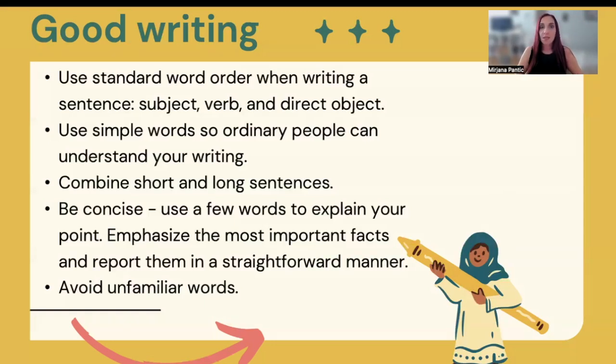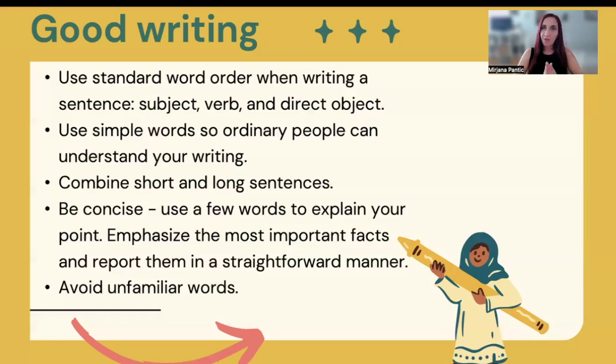Be concise. Use a few words to explain your point. Emphasize what is the most important in the story and report those facts in a straightforward manner. Don't go around the bush. Just tell us what happened. Remember, you're supposed to answer those six questions: who, what, when, why, where, and how.